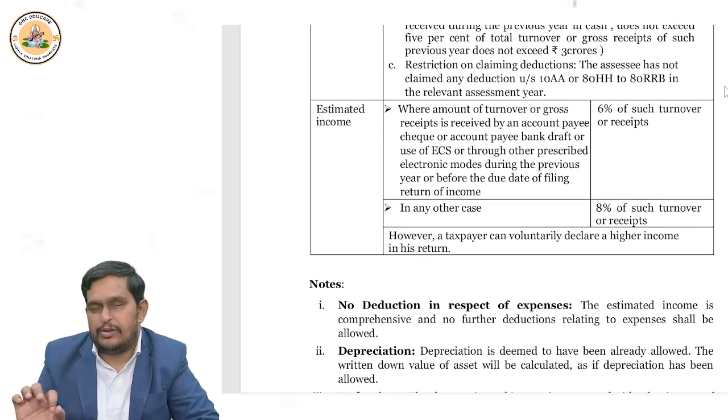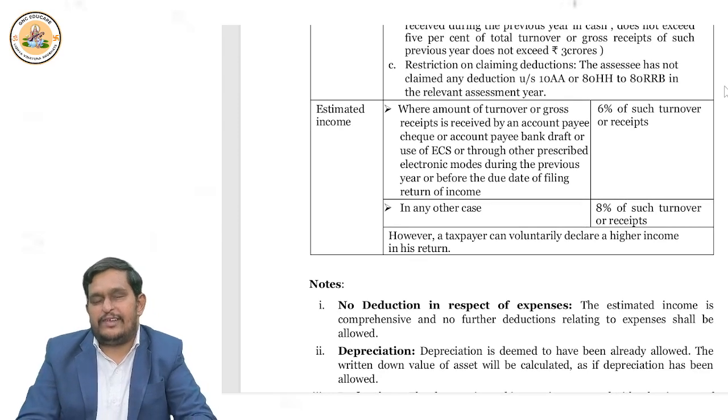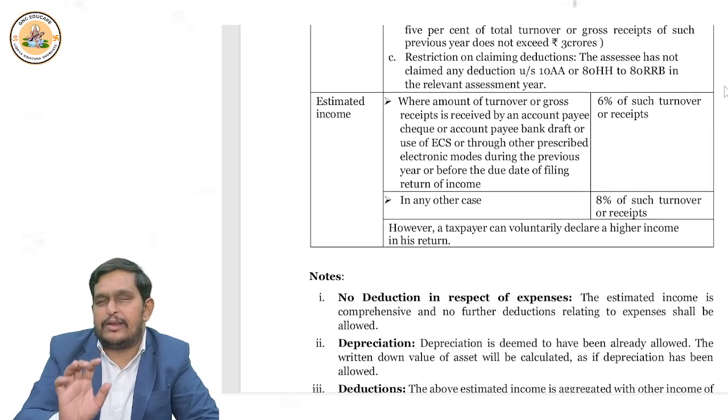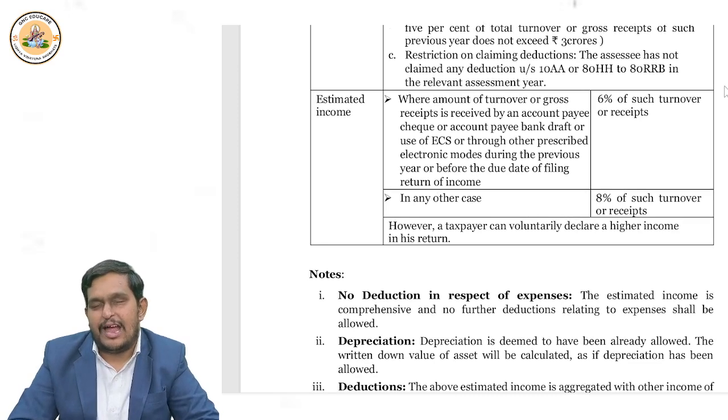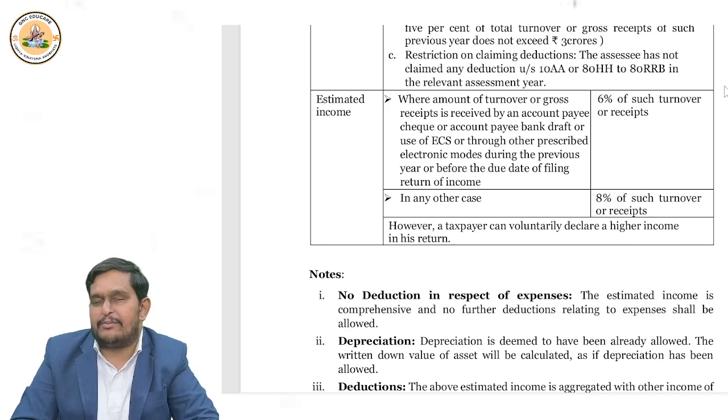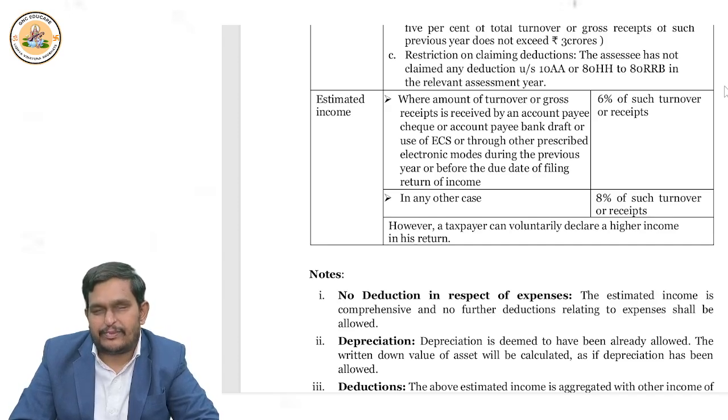This is one group. So now if it is through account payee cheque or demand draft or electronic mode, 6% of your turnover is your income. And if it is cash, bearer cheque or crossed cheque but not account payee, then 8% of the turnover is your income. Like this you have to remember.